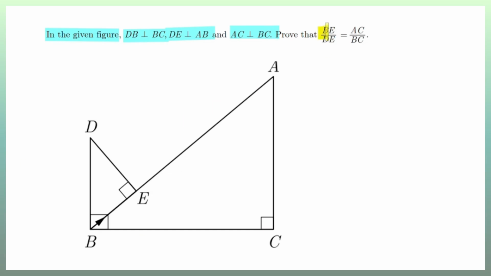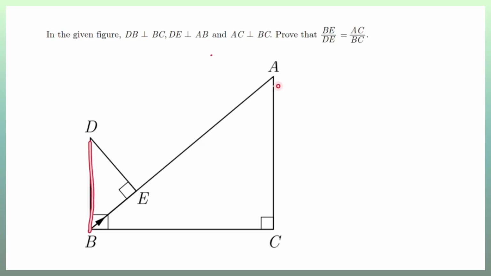Now, what we need to prove here is BE over DE equals AC over BC. Now, we need to identify the triangles. One thing is very clear: we are going to prove two triangles similar and then write their corresponding sides proportional. So this is BED, and this is ABC. We are going to prove these two triangles similar, and once they are similar, we can write their corresponding sides as proportional. So check here, we are given these perpendiculars.